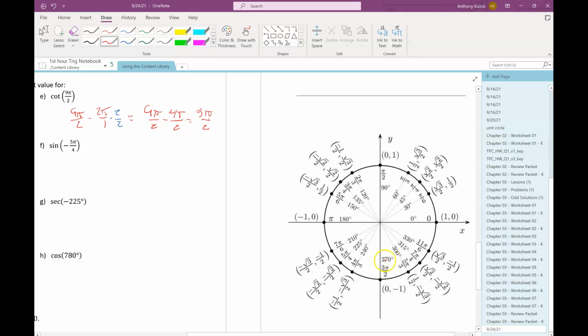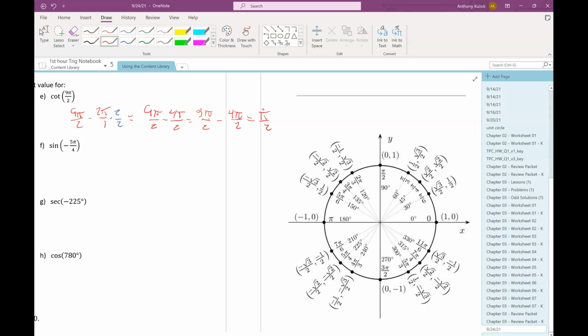3 pi over 2 is the biggest fraction over 2 that I have, so I know I need to do that subtraction again. So I'm going to subtract 4 pi over 2. That's the same as 2 pi after I make the common denominator. I just didn't feel like writing it another time, since I already did the common denominator once. So that's pi over 2.